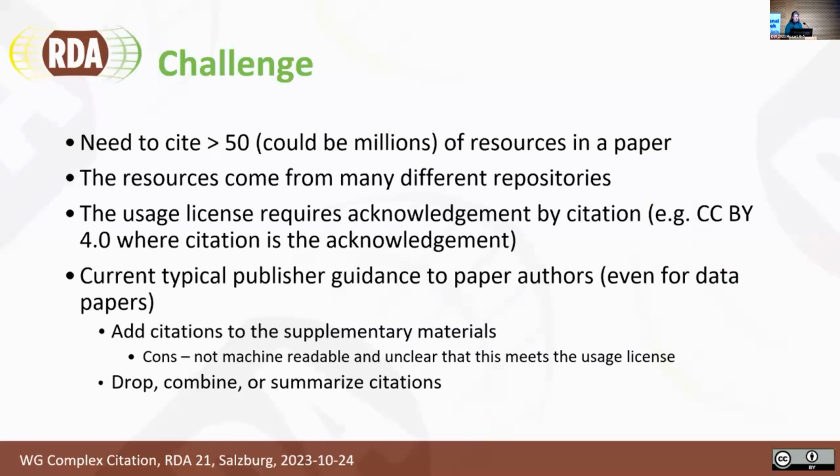There is sometimes guidance given by the editors of the papers on how to get the number down. So they say use supplementary materials or drop and combine citations to get the number down. But that's obviously not what we want. How is the right phrase to attribute, the automated attribution?